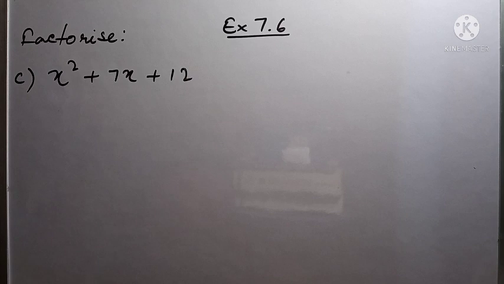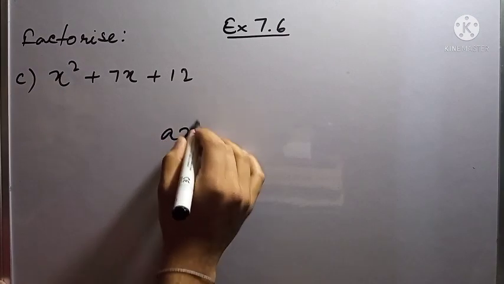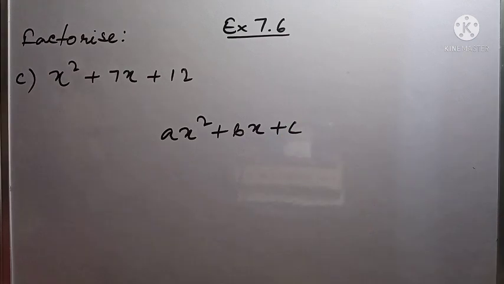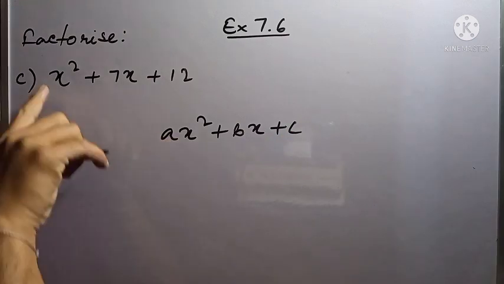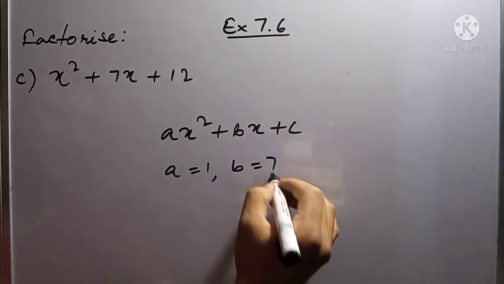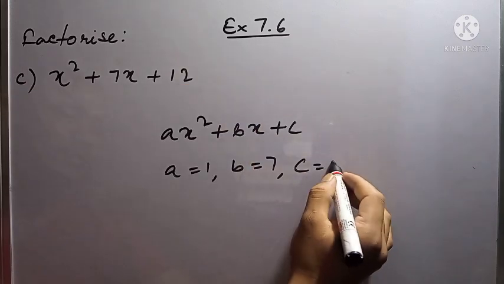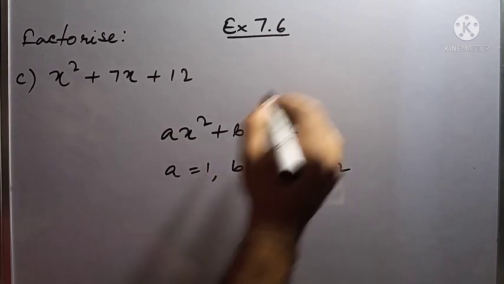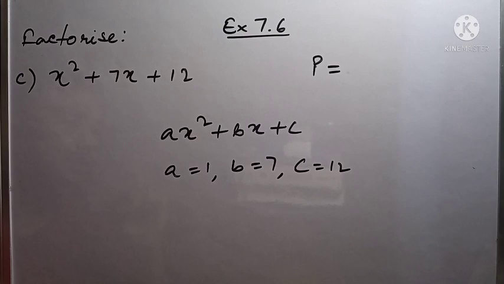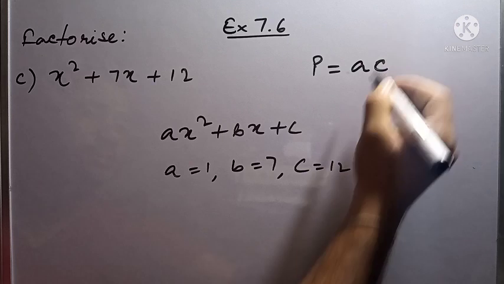We have question C now. That is x squared plus 7x plus 12. Okay, first let me write ax squared plus bx plus c. Here a means 1. What is b? B means 7. And what is c here? C means 12. Okay, so first let me write here p. P means product. Don't forget, product will be given by a into c. So I'll write here a into c.